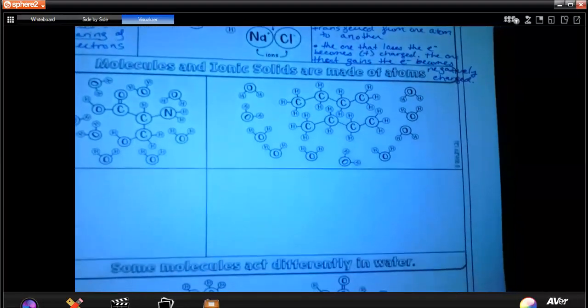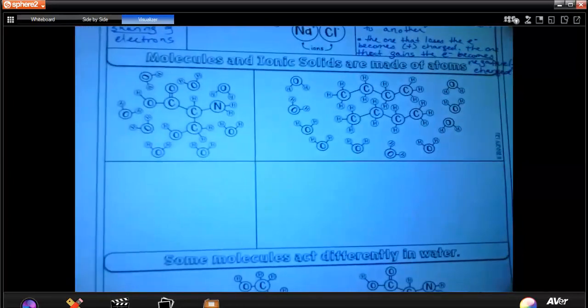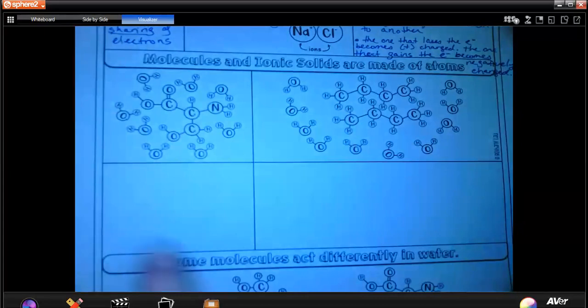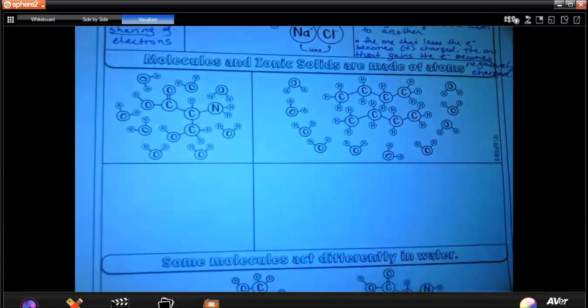Okay, some molecules act differently in water. And you have to remember, the whole point of this, we haven't talked about water yet, and you're gonna see just how important water is to life. But we are made up of water. We evolved in water. We were water animals before we ever emerged onto land, which means all of our life processes have to occur in water. So the fact that molecules act differently in water is one of the reasons we can do certain life processes in water.